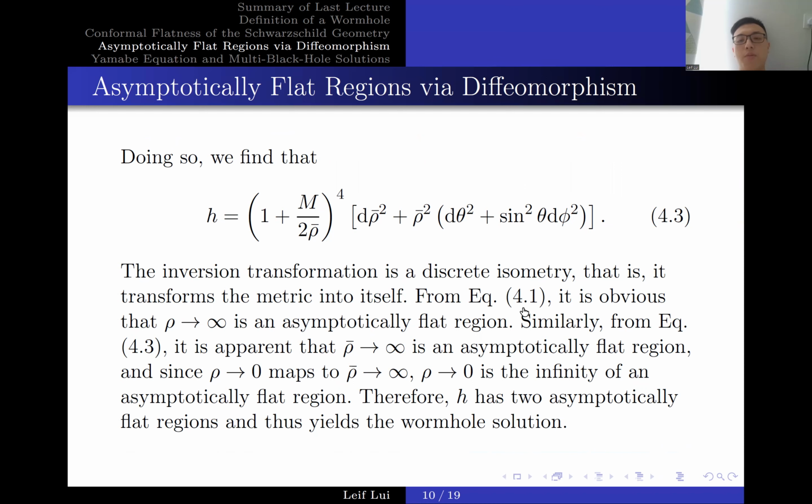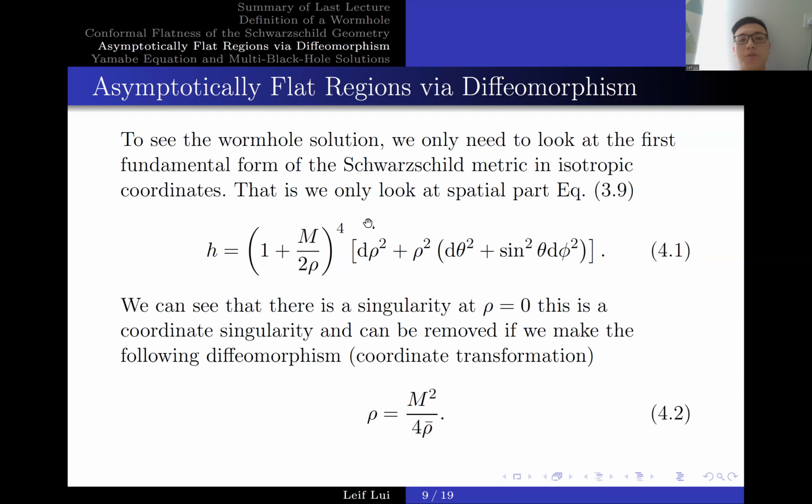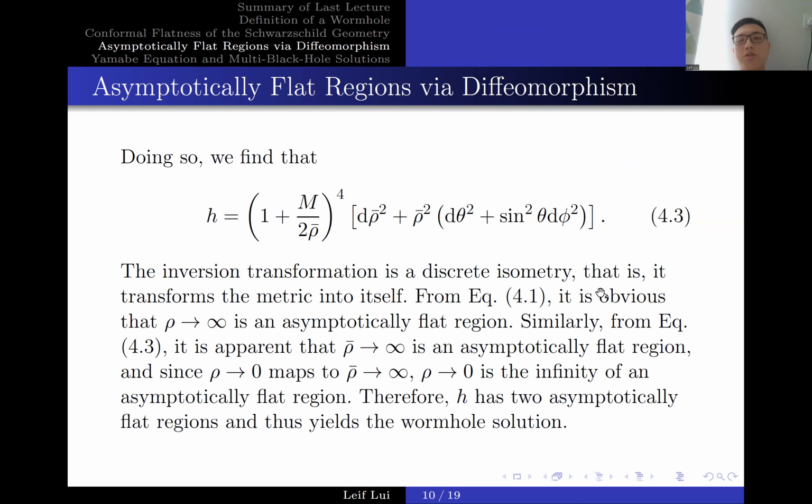From equation 4.1, it is obvious that if we set rho to infinity, then we get an asymptotically flat region. But what is also obvious is that if we set rho bar to infinity, we get another asymptotically flat region. Since rho to 0 maps to rho bar to infinity, and rho bar to infinity is an asymptotically flat region, the first fundamental form has two asymptotically flat regions, and thus this must yield a wormhole solution.